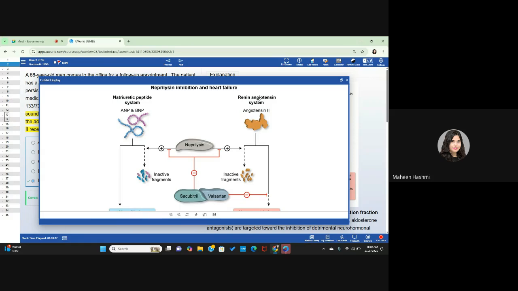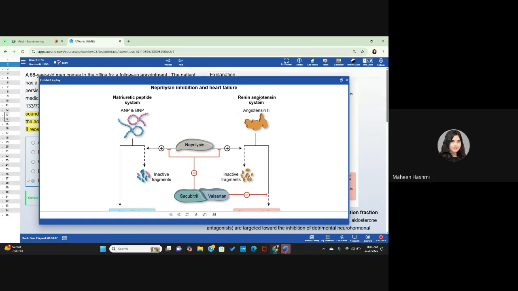Can anybody explain it to me? Guys, what is the renin angiotensin aldosterone system? Anybody? No? It's a system that's in the kidneys. Renin stimulates production of angiotensin II, which stimulates aldosterone secretion, and aldosterone stimulates the reabsorption of sodium and water in exchange for potassium.